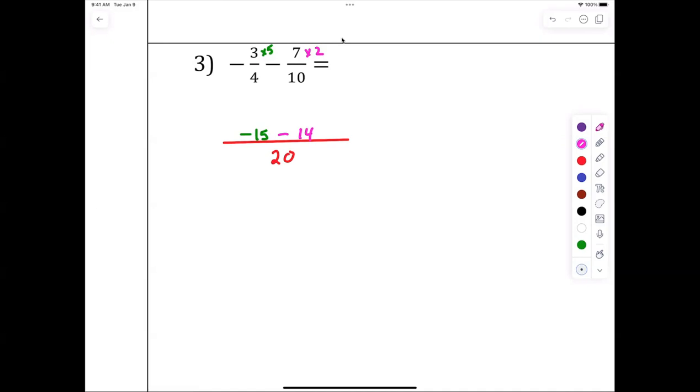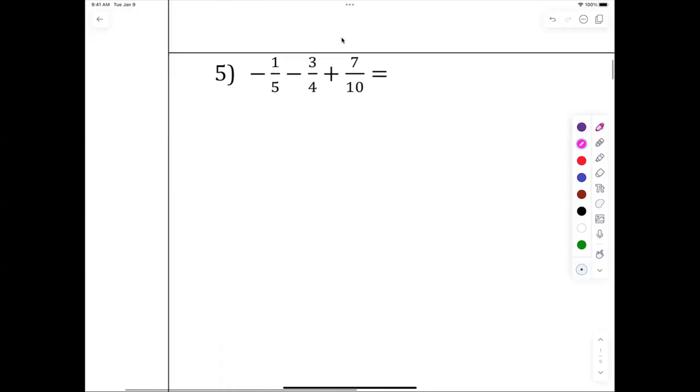Now, negative 15 minus 14. What's negative 15 minus 14? Negative 29. So my answer here is negative 29 over 20. Remember, I don't want you doing the evens, because I want you to listen hard to what I'm saying. Does anybody have any problems with number 3? All right, let's check out number 5.